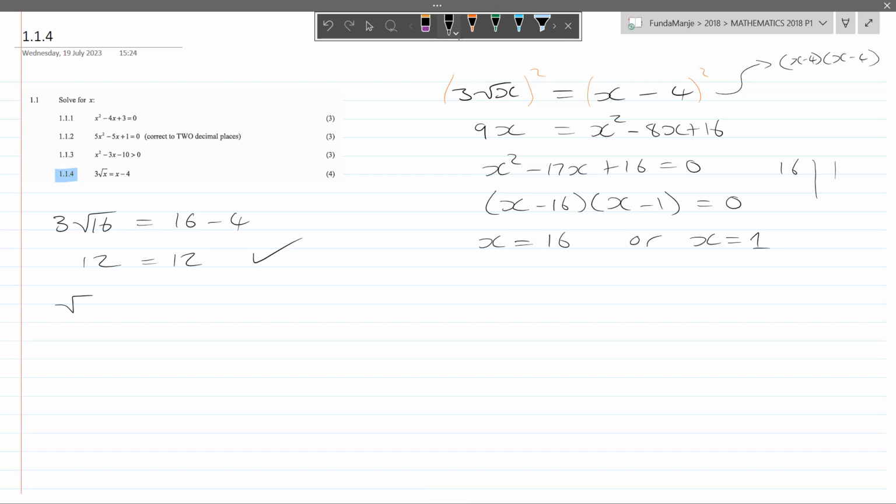What about when we substitute 1 into the value of x? So that will be, in this case not 16 but 1 minus 4. So in this case we get 3. On this side we get minus 3. 3 is not equal to minus 3. So therefore x is equal to 1 is a non-answer. And our only answer then will be x is equal to 16.